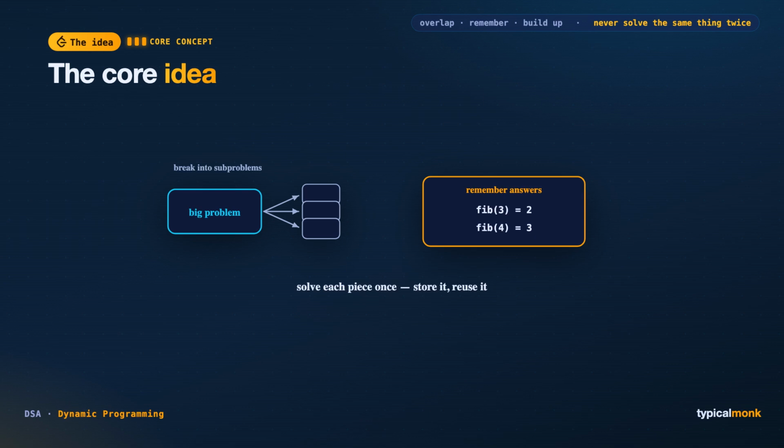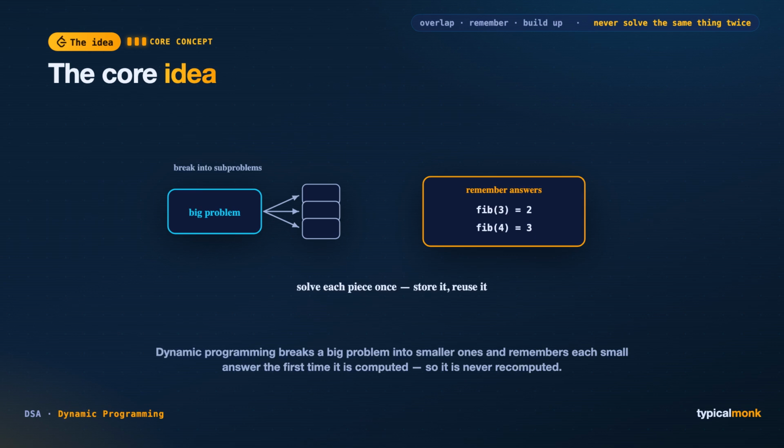The analogy is doing a big calculation and jotting intermediate results on a notepad so you never redo them. The technique feels almost too simple to have a grand name, and that is a good instinct to hold. The concept is genuinely easy. The skill is in recognizing when it applies and setting it up cleanly, which is what the rest of the class builds. But never lose sight of the one-sentence heart of it. Solve each subproblem once, store the answer, and reuse it.